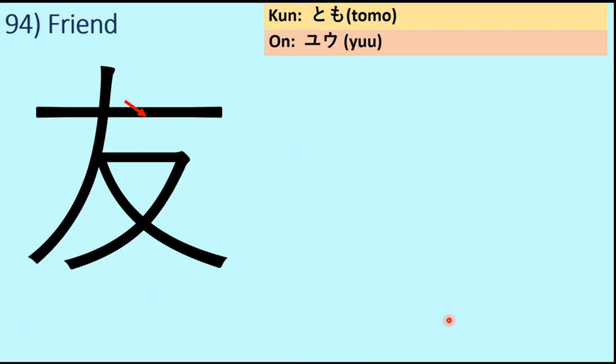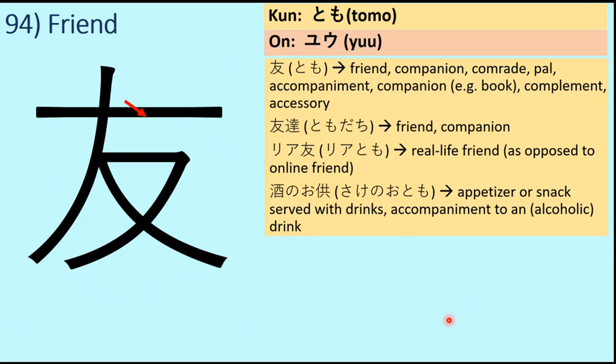Now let's move on to the next kanji of today's lesson, which is tomo, which represents friend. We have done lots of examples like tomodachi. So this is that tomodachi, which means friend. Kunyomi is tomo and onyomi is you. Tomo means friend or a companion, comrade, pal, accompaniment, companion, for example, a book or a complement or an accessory.